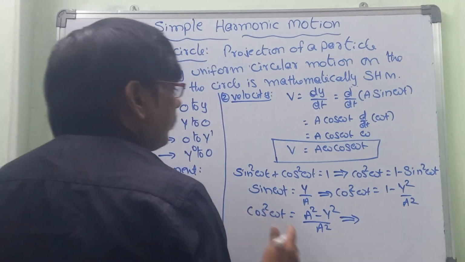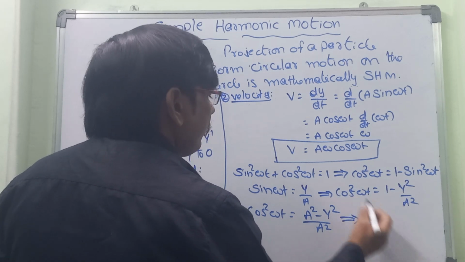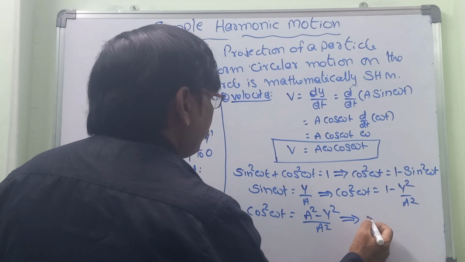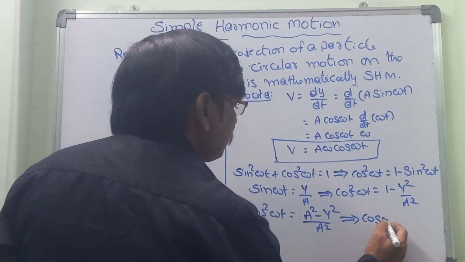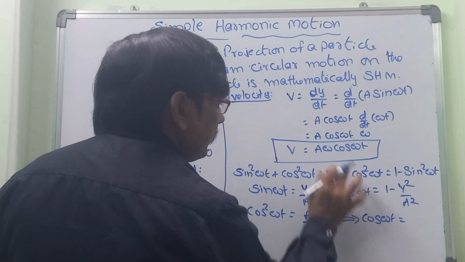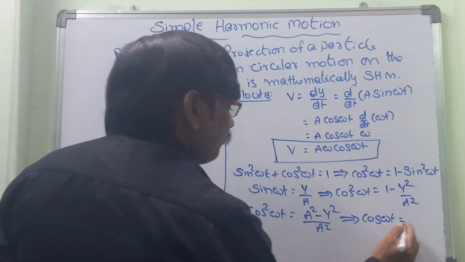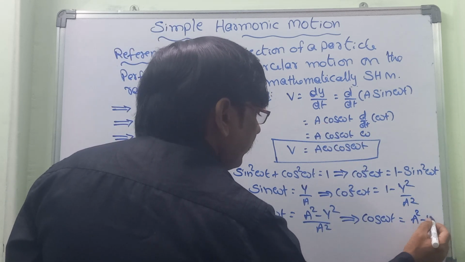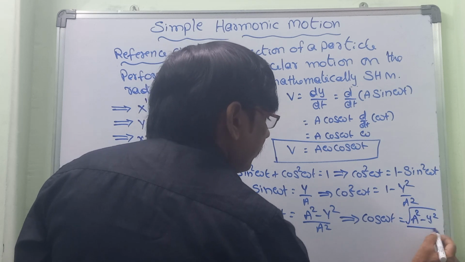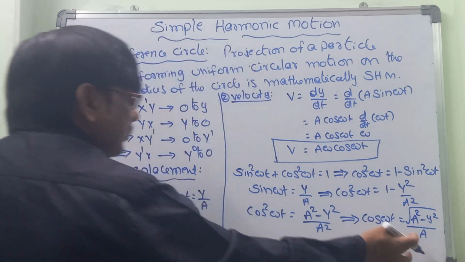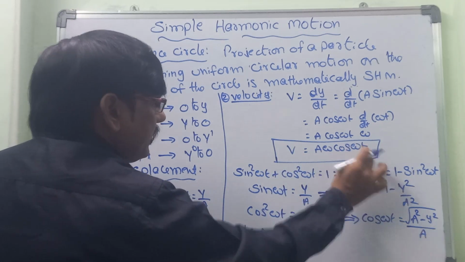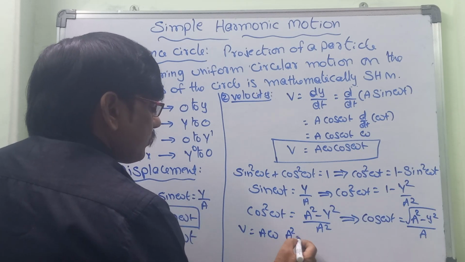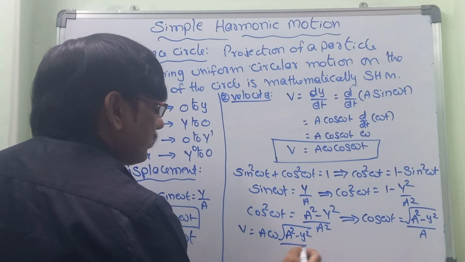Now we need only cos omega t, because cos omega t should be substituted in the velocity expression. So cos omega t is the square root of A square minus y square by A, because the square root of A square is A. Now from this, v is equal to A omega cos omega t, in the sense A omega times the square root of A square minus y square by A.